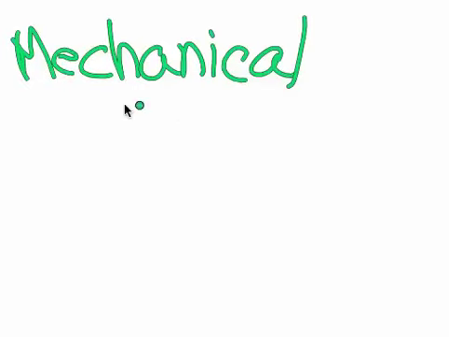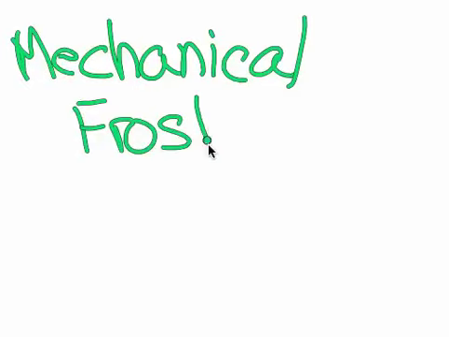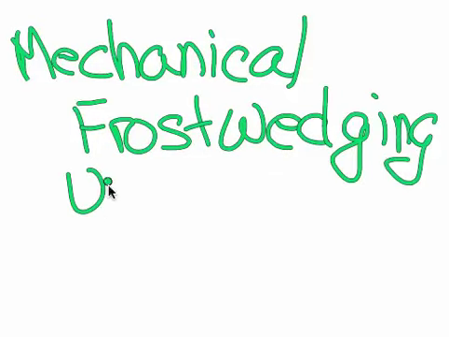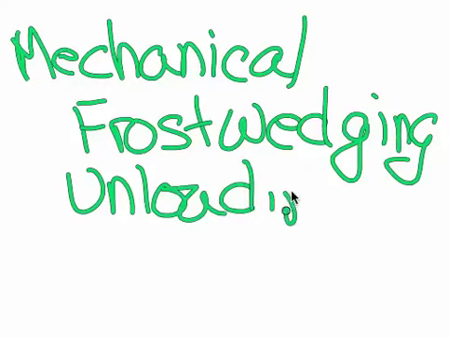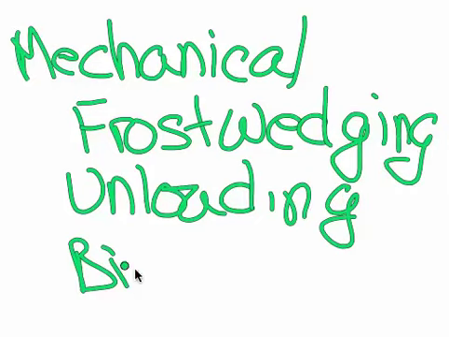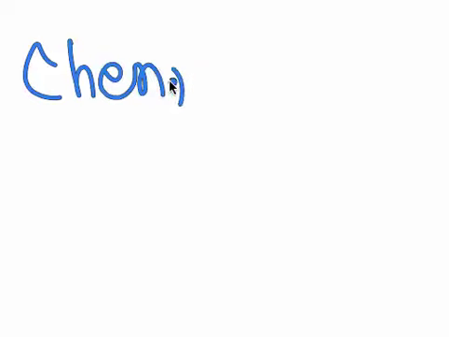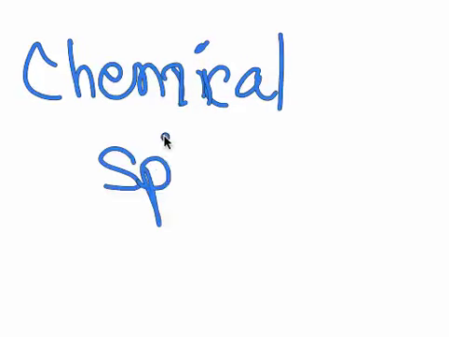Let's review. We first talked about mechanical weathering. Now, mechanical weathering has to do with the shape, and that was frost wedging when the water froze and defrosted, unloading with the reduced pressure, and biological activity from plants, animals, and humans. Then we talked about chemical weathering. Now, chemical weathering is different because we're changing the chemical composition. Our example of that was spheroidal weathering.